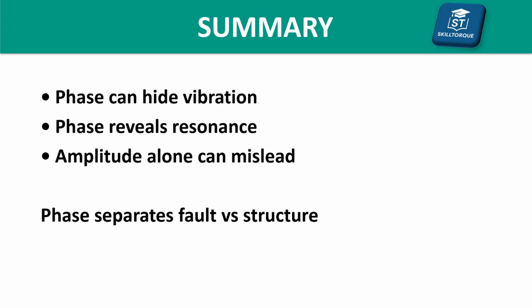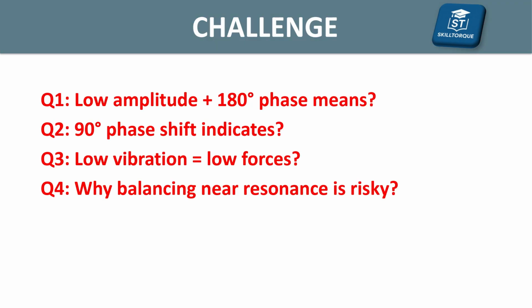So now we are in the last phase, and I will be giving you some challenge questions. The first question: if vibration is low but phase is near 180 degrees, then what might be happening? Second, what does a rapid, sudden 90 degree phase change indicate? And the last one: low vibration always means low forces. What do you think? Is this statement true or false?